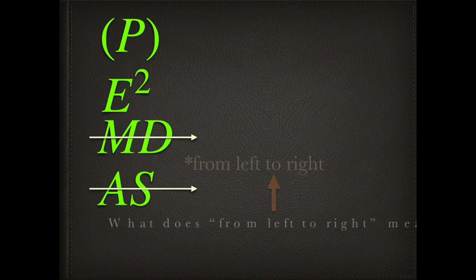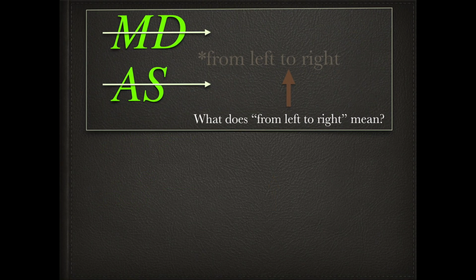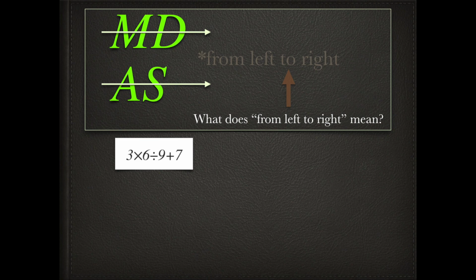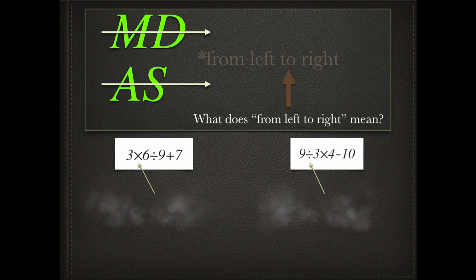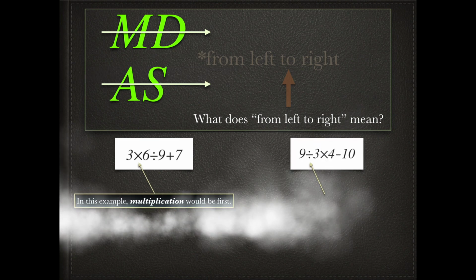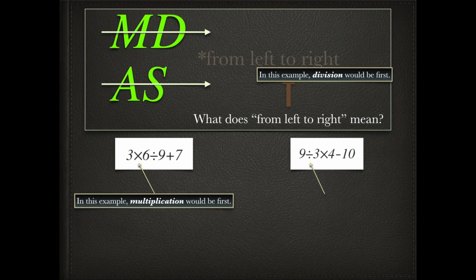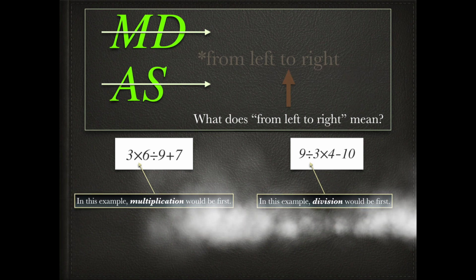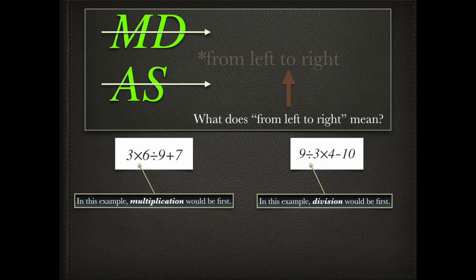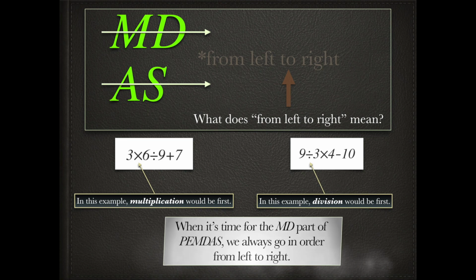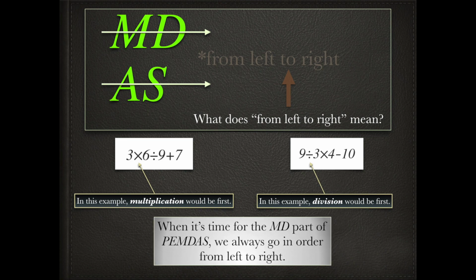So, what does from left to right mean in PEMDAS? There's an example and another example. The first example has the multiplication first, and the second example has the division first. It goes from left to right when it's time for multiplication and division. So when it's time for the MD part of PEMDAS, we always go in order from left to right.